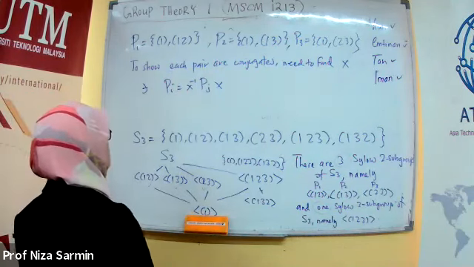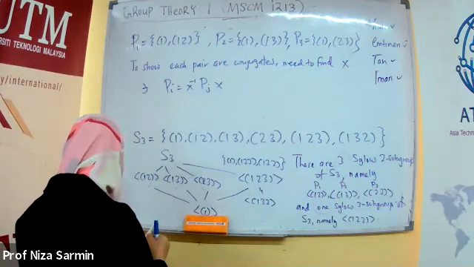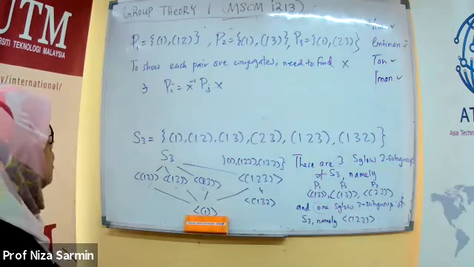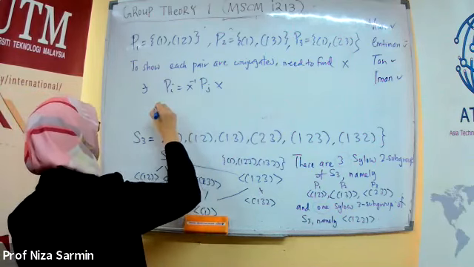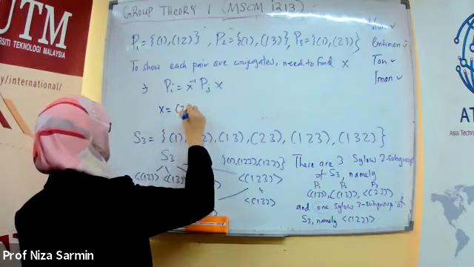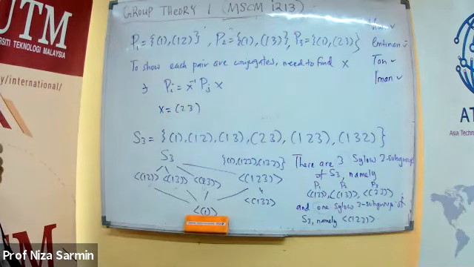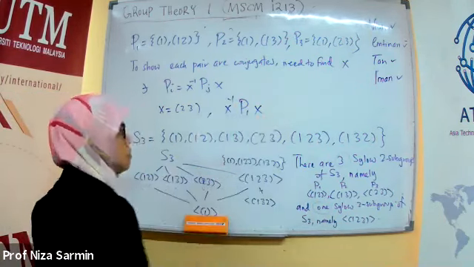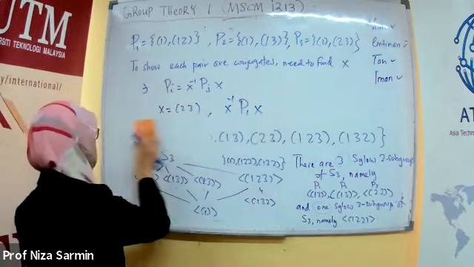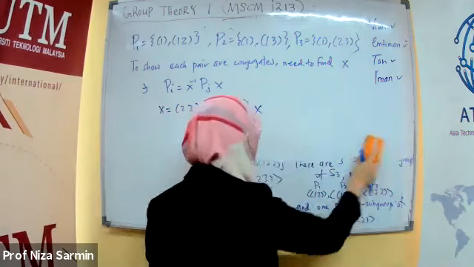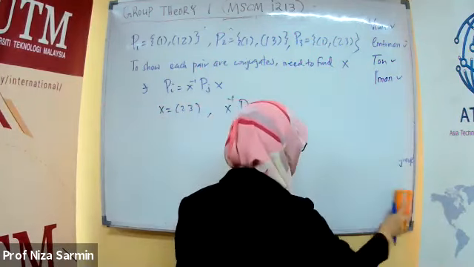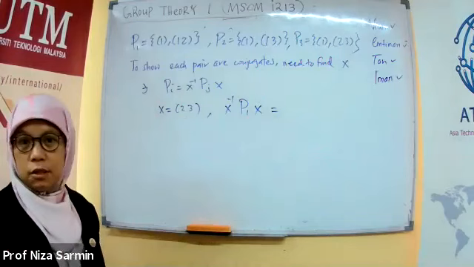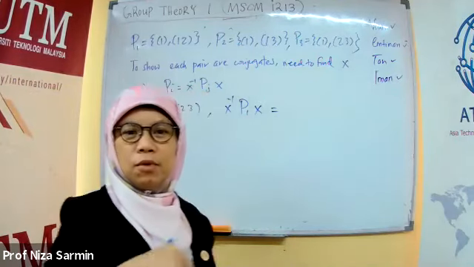Let's try with one. What happens if I put x as (2 3)? Then I try to multiply x inverse P1 x.